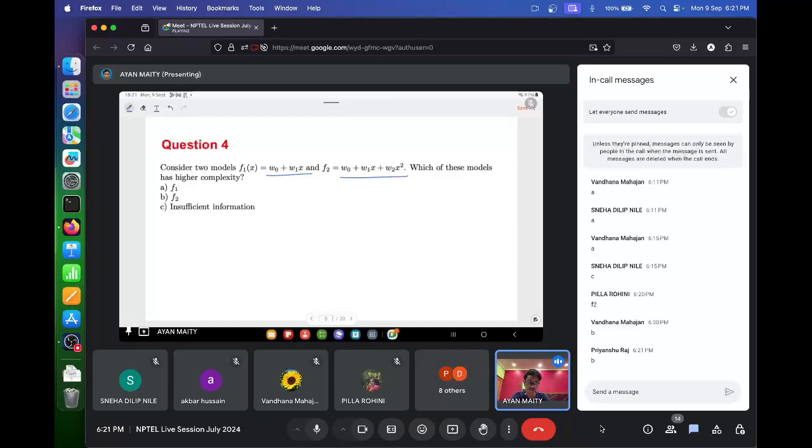Pilla Rohini says F2, which is option B. Vandana says option B. Priyangshu says option B.